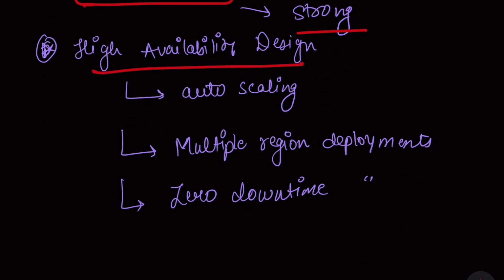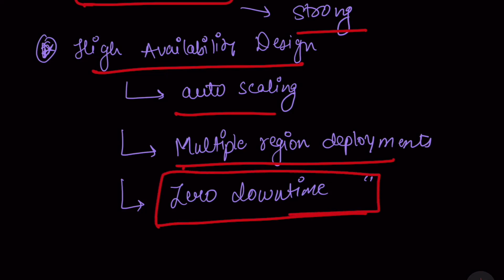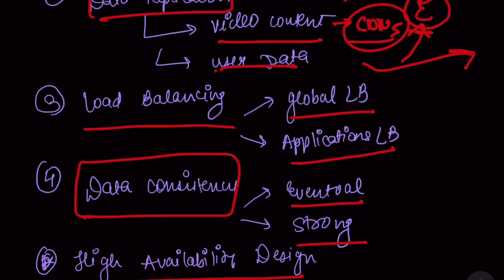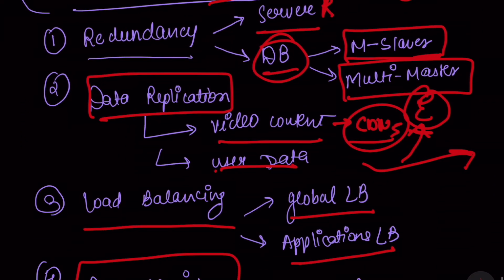And now we can even have a design for high availability. We can have auto scaling, so this will allow the system to dynamically adjust its resources based on the demand. And we can even have multiple region deployments. Deploying the services across multiple geographic regions will ensure low latency and high availability. And you can even have zero downtime deployments. Basically, a high availability system must support zero downtime deployments to ensure that new updates or changes do not disrupt the user experience.